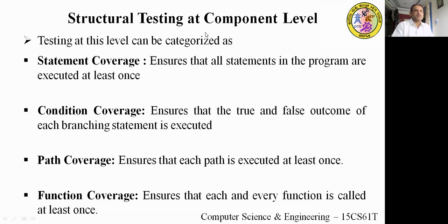All these things we are going to do at the component level. The next is condition coverage. Condition coverage ensures that the true and false outcome of each branching statement is executed. Condition coverage is nothing but, if there is a condition, if X is greater than Y, so true: if it is true, which statement has to be executed? If it is false, which statement has to be executed? So when any condition statement is there, with an else part, both the true and false conditions will be there, and you need to check whether both the conditions have been executed or not. In the case of branching, like an if statement or a while statement and so on, it ensures that true and false.